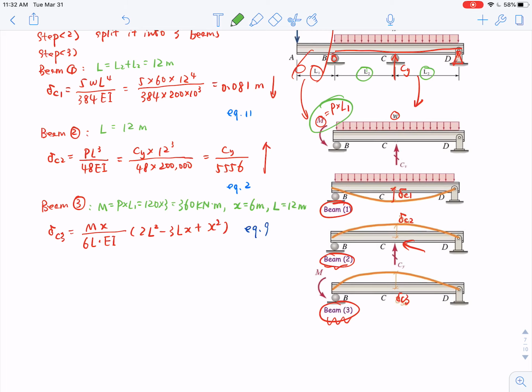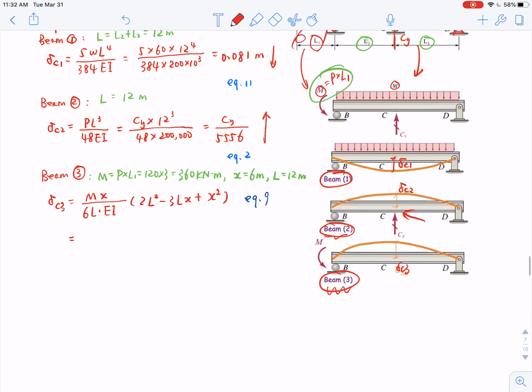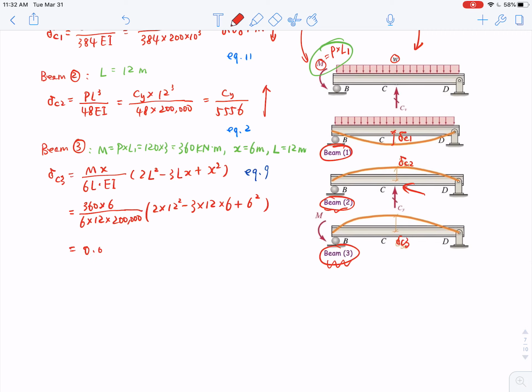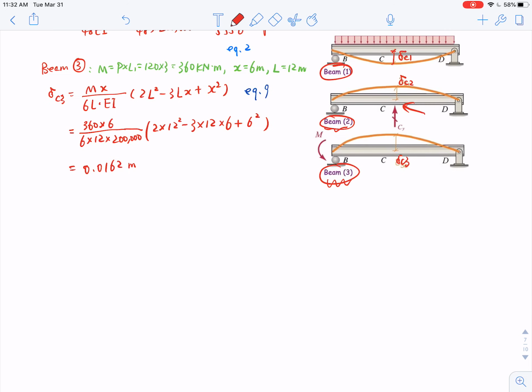Just using these numbers, we can calculate delta C3. So it will be 360 times 6 over 6 times 12 times 200,000, times (2 times 12 squared minus 3 times 12 times 6 plus 6 squared). And here we will get 0.0162 meter. Then we're done with step 3.